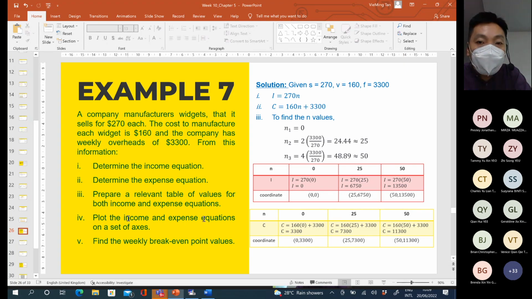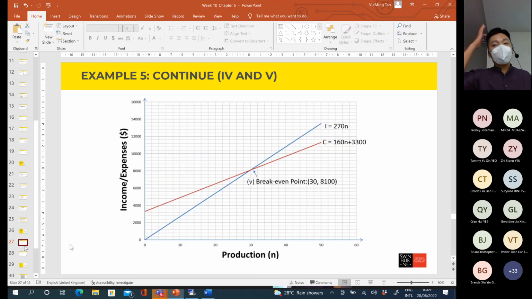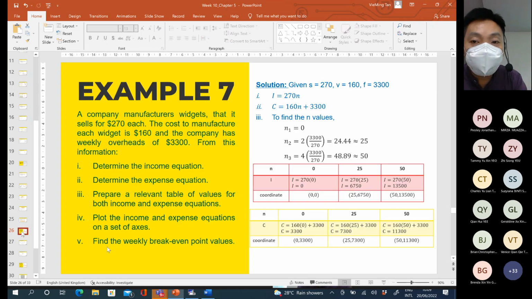Plot the income and expense equation on a set of axes. That means we need to plot the income equation and also the cost equation on the same graph paper. That's the meaning. So how to do so? In order to draw the income equation, we need to have 3 points already. We have to jot down the 3 points here based on the table that we already built in part 3.